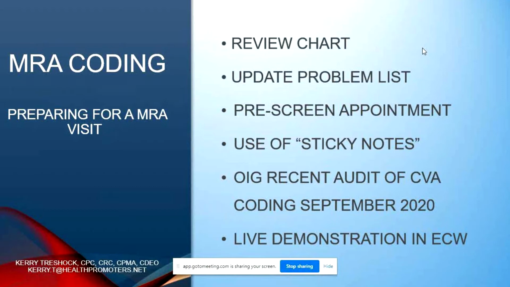visit. We're also going to talk about, I threw in, there was a recent OIG audit that was just done in September of the inappropriate use of CVAs being coded in the office. And then I actually was going to do a live demonstration in eClinical to show you how to update and add things to the problem list and actually do a pre-screen of the charts.